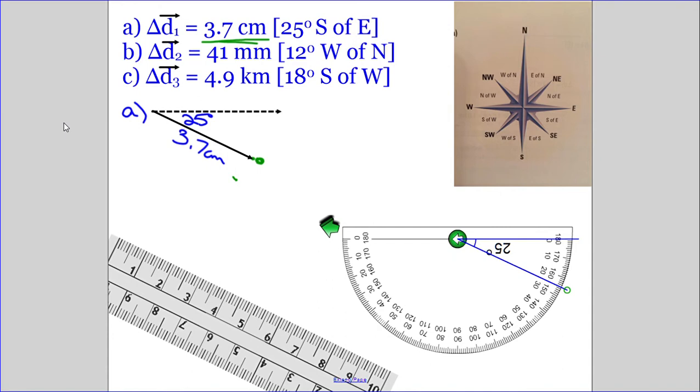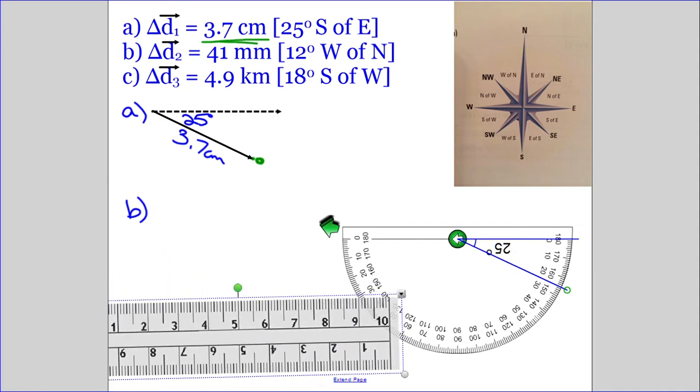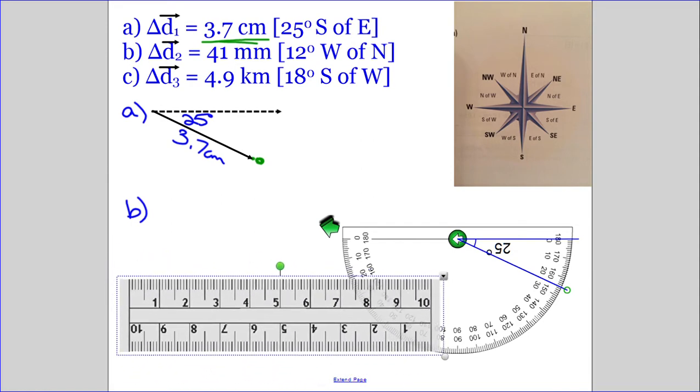And for B, this one says 41 millimeters, 12 degrees west of north. So 41 millimeters is the same thing as, hopefully you've seen, 4.1 centimeters, right? There's 10 millimeters in a centimeter. So I can still use my ruler that I have here and use that to figure out all of the information that I need for these ones. So just going to set this one up. I've got my ruler set up again.